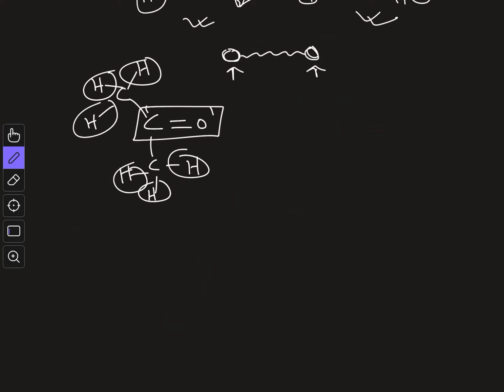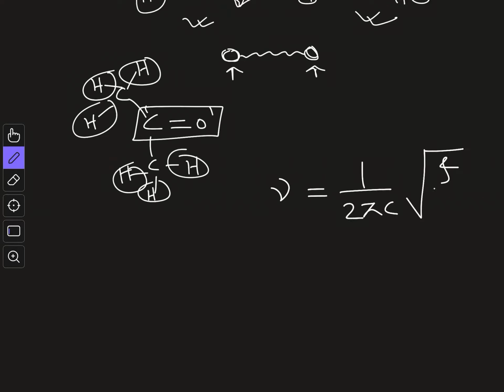In Hooke's law, if we consider a vibration of a spring, Hooke's law tells that the frequency nu is equal to 1 by 2 pi c into root over f by mu, where f is the force constant of that vibrating spring, and mu is the reduced mass of these two balls. In the chemical bond, we can apply the same concept.